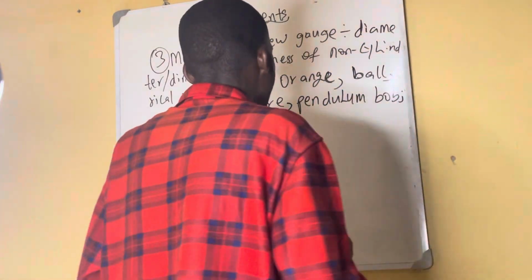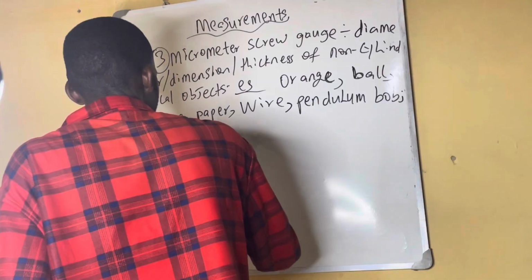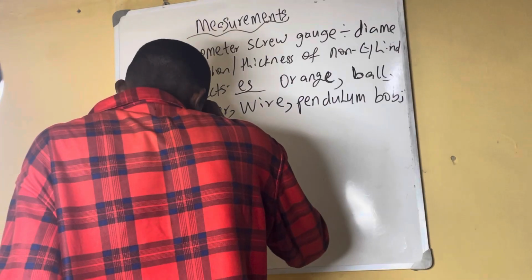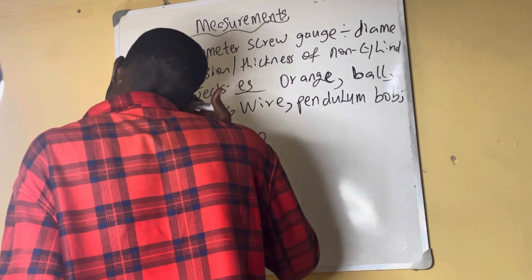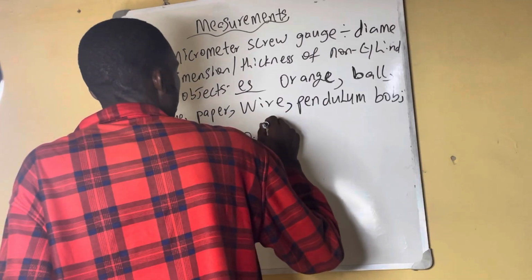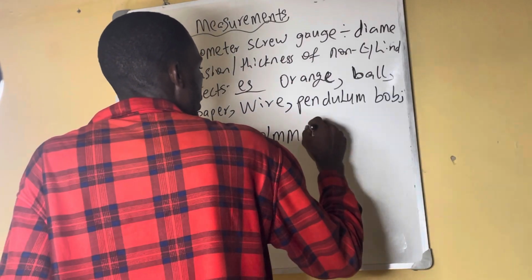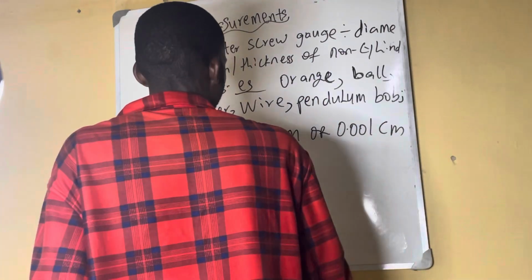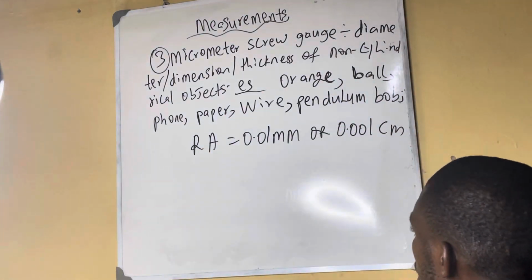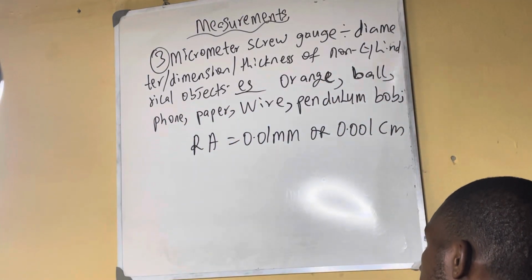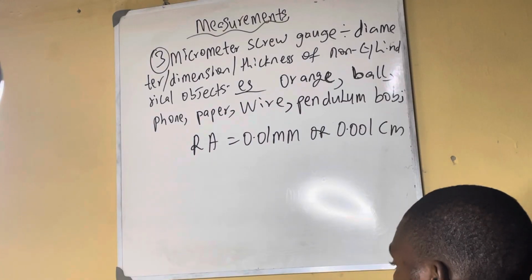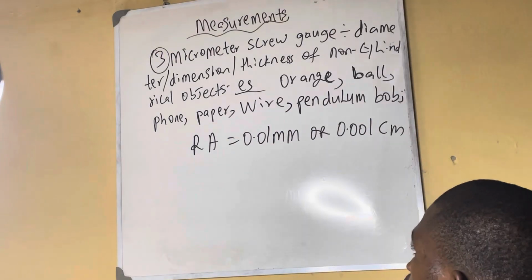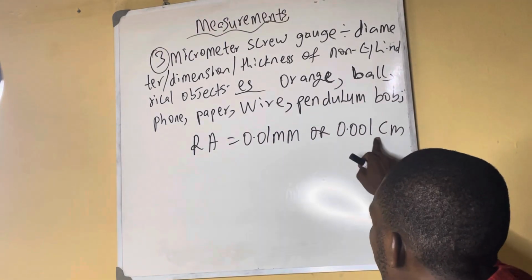So now let's look at the reading accuracy, which is 0.01 millimeter or 0.001 centimeter. So now this is the stuff. This one simply means that you're not going to exceed this or this in your calculation. The reading should not exceed 2, should not exceed 3 per centimeter.